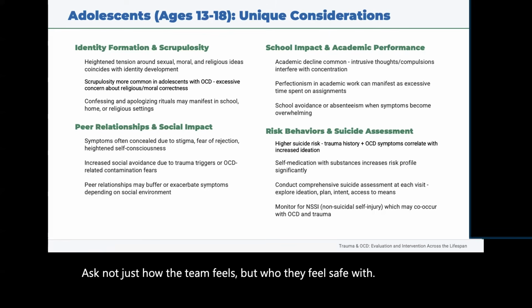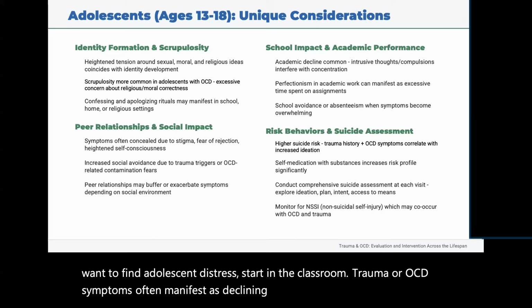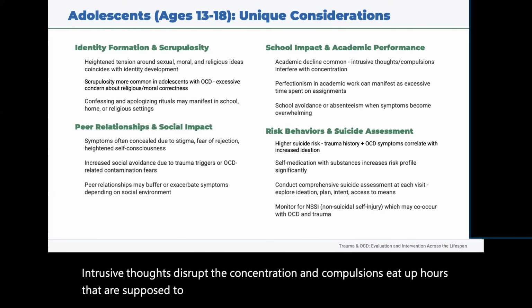Okay, let's talk about school impact and academic performance. So if you want to find adolescent distress, start in the classroom. Trauma or OCD symptoms often manifest as declining grades, perfectionism, or avoidance. Intrusive thoughts disrupt the concentration, and compulsions eat up hours that are supposed to go to sleep or study.